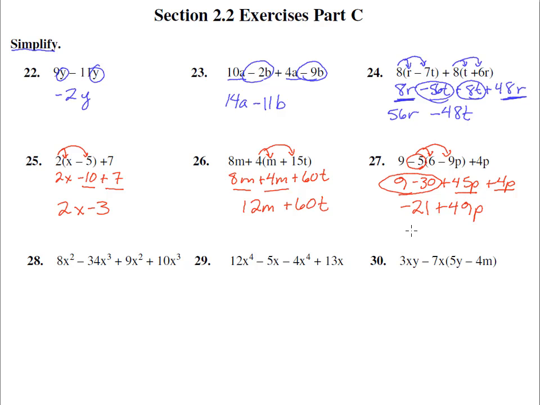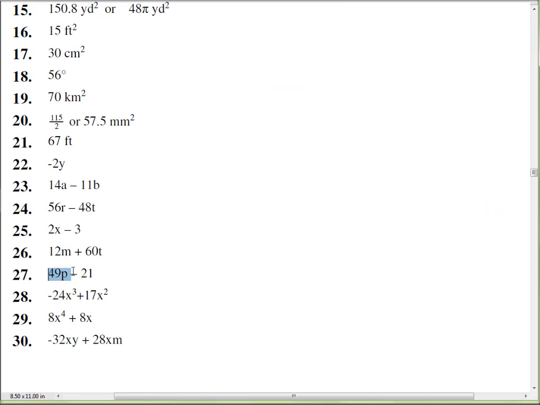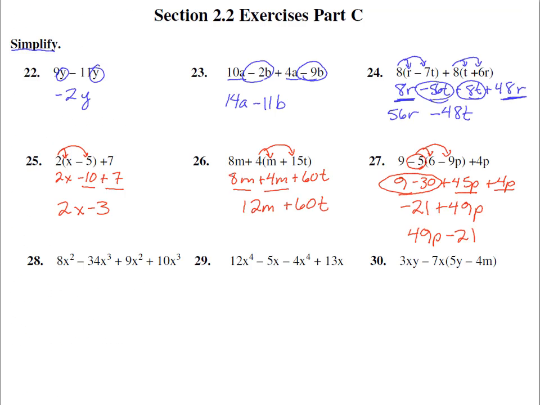So we could write it like that, or write a 49p, it's positive, and a negative 21, as long as we keep those signs together. The trick was to make sure and keep that negative with that 5. Let's double check our answer. 49p minus 21. Or negative 21 plus 49p. Good. Number 28.